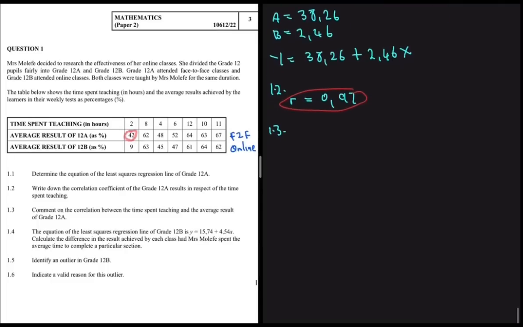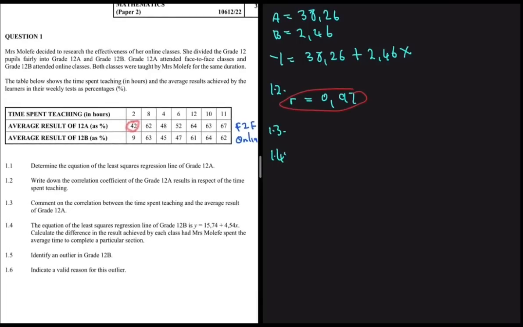And now we can do 1.4. It says that the equation of the least squares regression line of grade 12B is given as y equals 15.74 plus 4.54x. The question says let's calculate the difference in the result achieved by each class if Miss Molife spent the average time to complete a particular section.